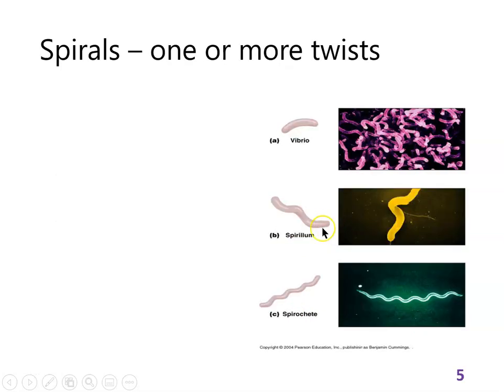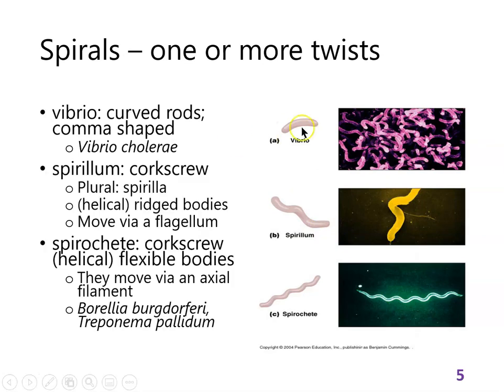Let's see. The last major group would be spirals, and these are also common in nature. So there are 3 different defined spiral-shaped bacteria based on whether they have one incomplete turn or twist, a small number of twists, or a lot of twists. And these are some very specific things that we find in nature.